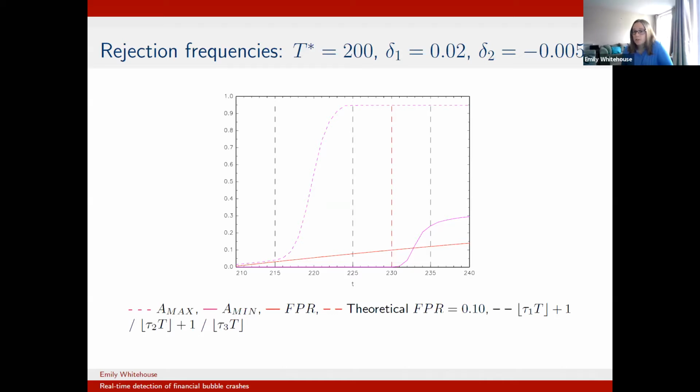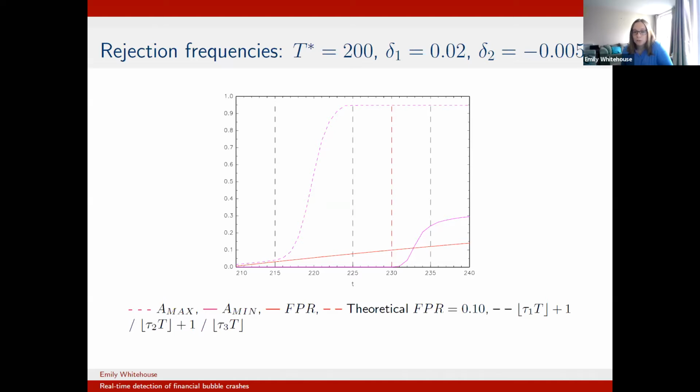Delta 1 is bigger than 0, so we do have that explosive bubble phase. Delta 2 is smaller than 0, so we do have that crash phase as well. The bubble starts at T equals 215. You should be able to see that dashed vertical line. The crash starts at T equals 225, and the crash ends at T equals 235. This solid red line is plotting the theoretical false positive rate.